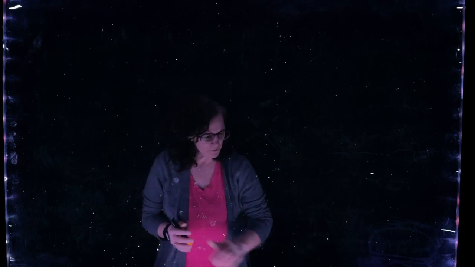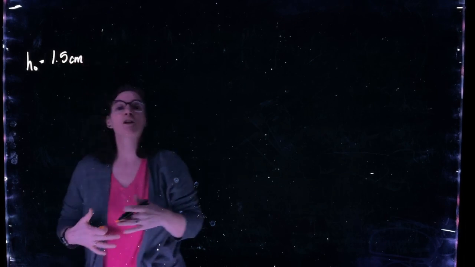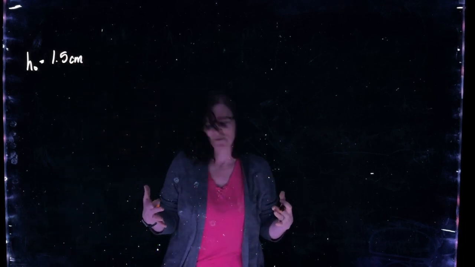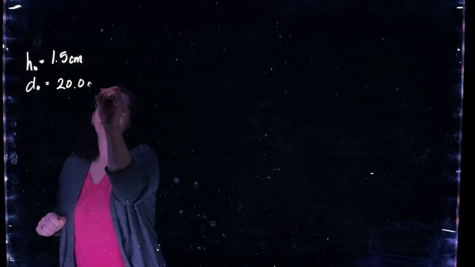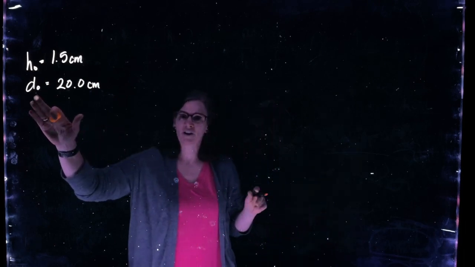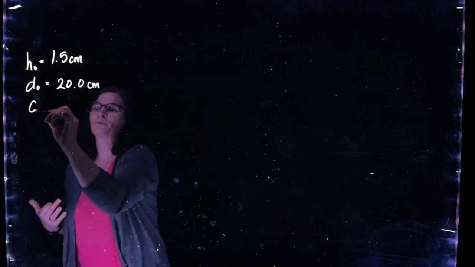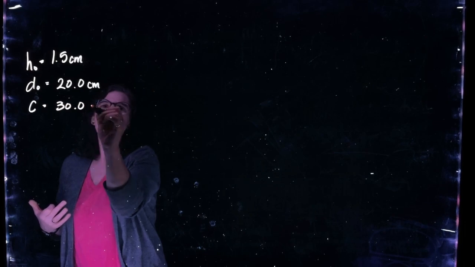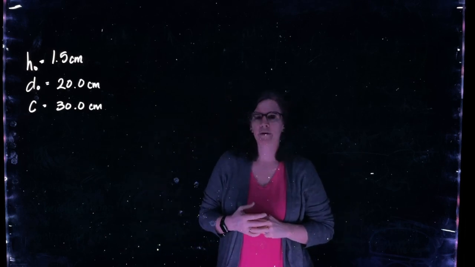And our example reads, imagine that you have an object. That object is 1.5 centimeters tall, and it is at a location 20 centimeters in front of a concave mirror. So our height of our object is 1.5 centimeters. The distance of our object from the mirror is 20 centimeters. That mirror has a radius of curvature of 30 centimeters. So there's a little bit of the details of our problem.